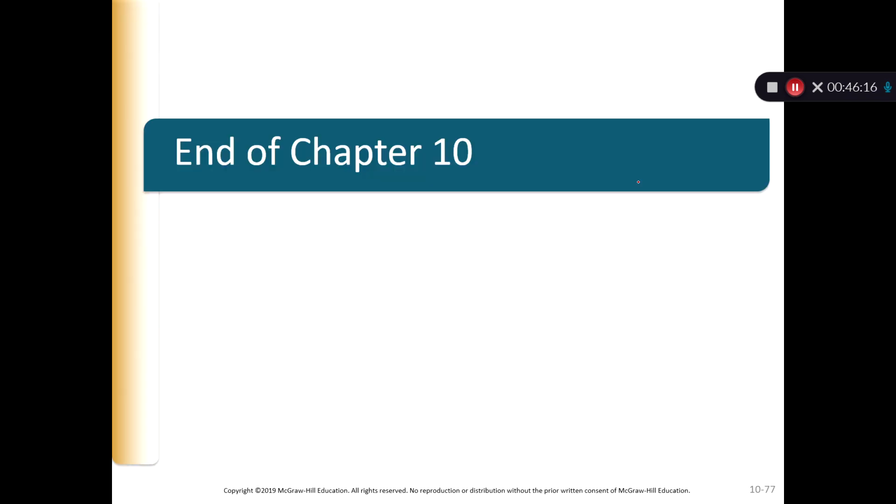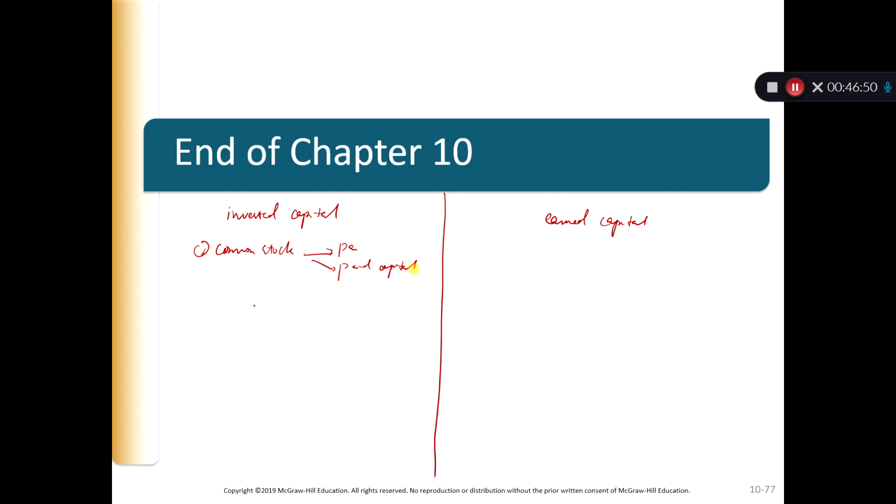Okay, so we basically went through chapter 10. I believe chapter 10 is not a very difficult chapter. We talked about invested capital, and we also talked about earned capital, right? In invested capital, we talked about common stocks. We said there's a par value versus paid-in capital. And we also said that there is preferred stock.